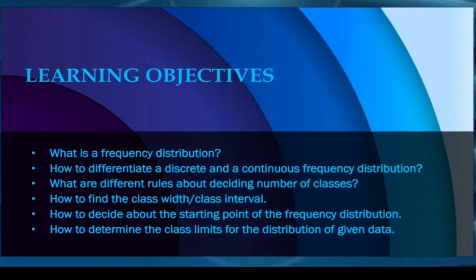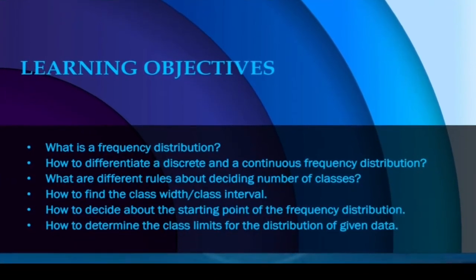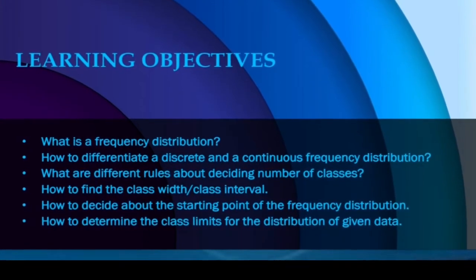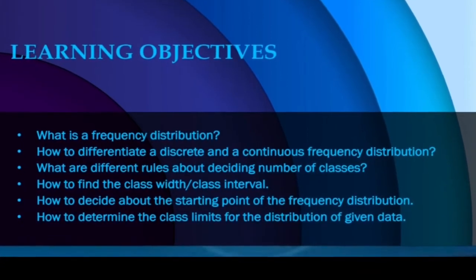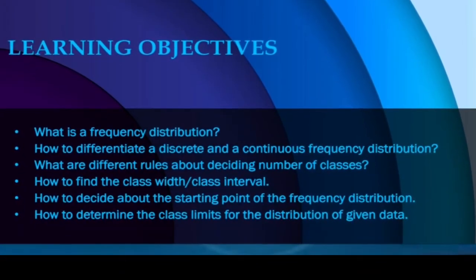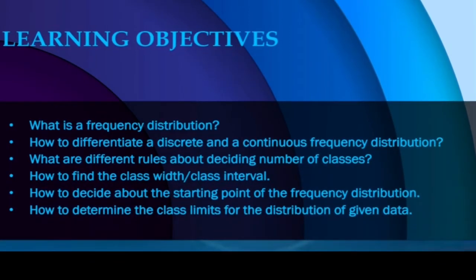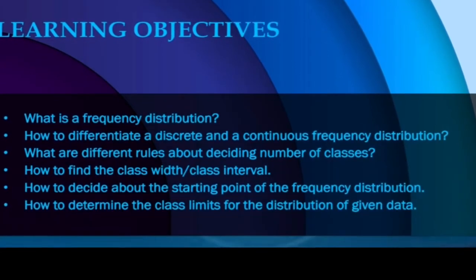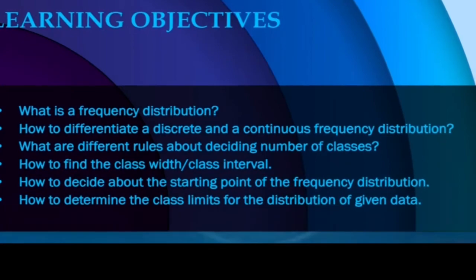questions. What is a frequency distribution? How to differentiate a discrete and a continuous frequency distribution? What are different rules about deciding the number of classes? How to find the class width or class interval? How to decide about the starting point of the frequency distribution? And how to determine the class limits for the frequency distribution of given data. Let us start the proceedings.